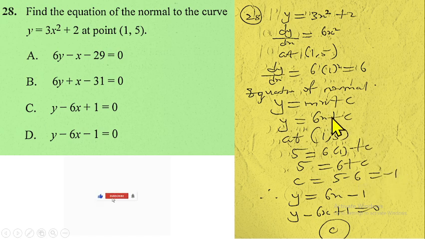Returning this back into the equation, you have y equals 6x minus 1. If you move everything to one side, you have y minus 6x plus 1 equals 0, which is the equation of the normal we are looking for as a linear equation. So option C is the correct option for question number 28.